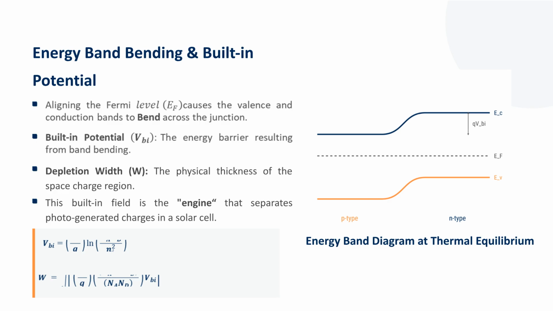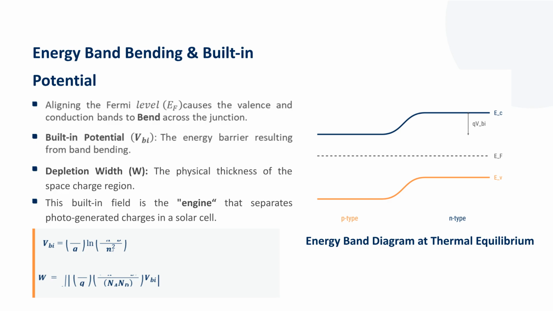We can actually calculate this built-in potential mathematically. The built-in potential equals the thermal voltage, which is Boltzmann's constant times absolute temperature divided by the elementary charge, multiplied by the natural logarithm of the acceptor concentration times the donor concentration, divided by the intrinsic carrier concentration squared.